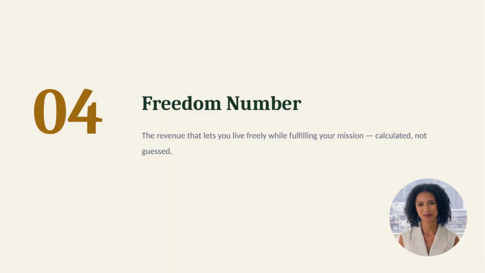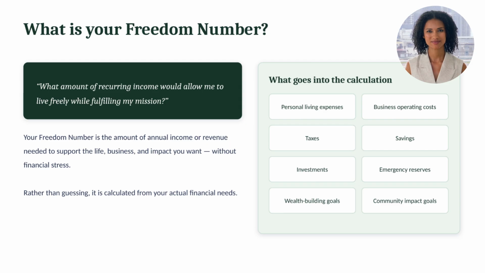Finally, your freedom number, the revenue that lets you live freely while fulfilling your mission. Calculated, not guessed. Your freedom number answers one question: what amount of recurring income would let you live freely while fulfilling your mission? It's calculated from your actual personal living expenses, business operating costs, taxes, savings, investments, and reserve and impact goals. Not a guess, a real number built from your real numbers.